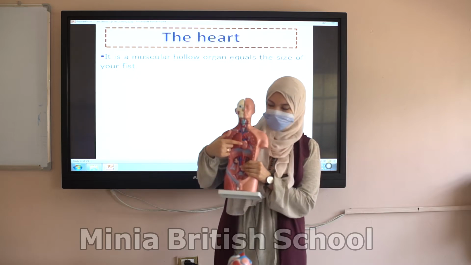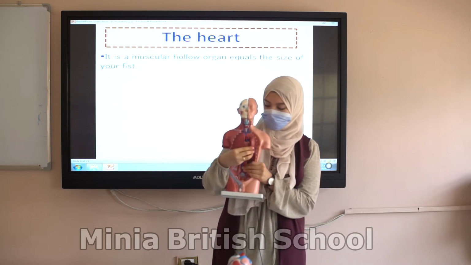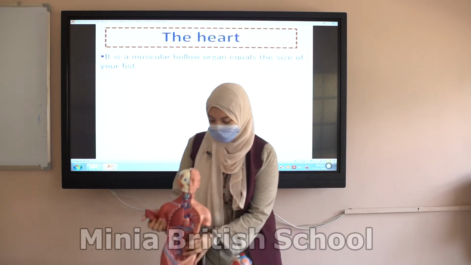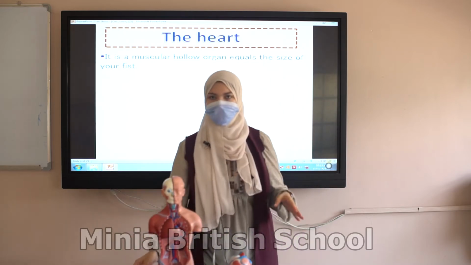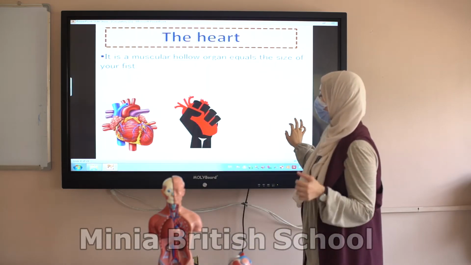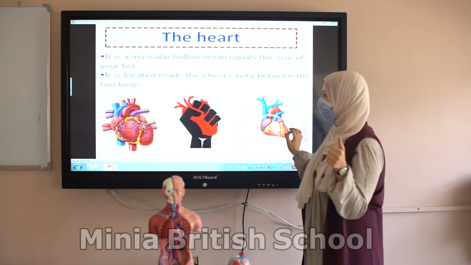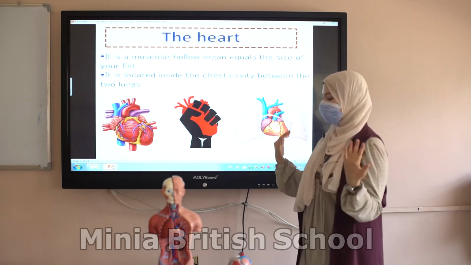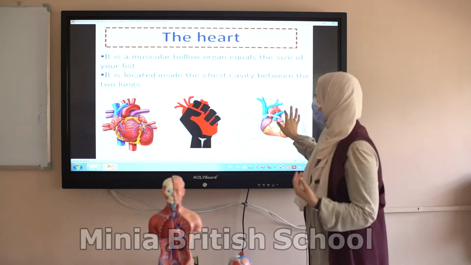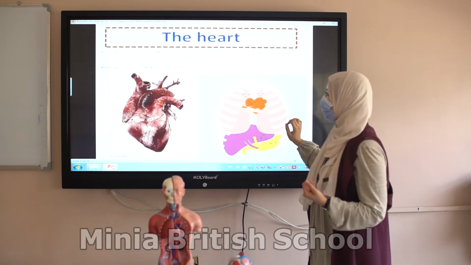You can find the heart between the two lungs. There are the two lungs and the heart between them, especially to the left. So its size is about the size of your fist, and it's located inside the chest cavity between the two lungs.